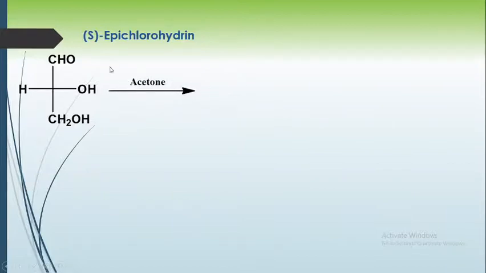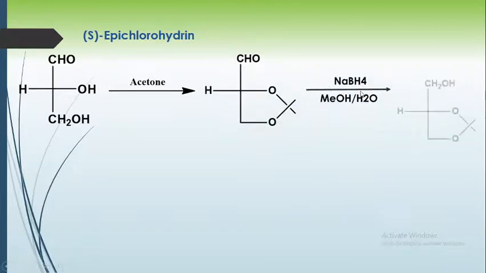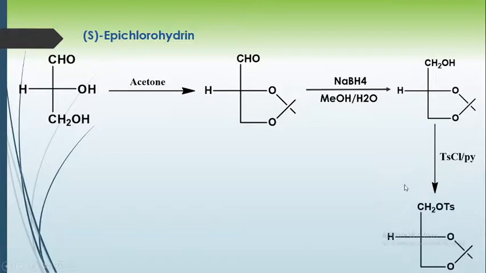We can also synthesize the S-epichlorohydrin by using the precursor glyceraldehyde. Again, the glyceraldehyde molecule is reacted with acetone. There is a protection of this diol. When it is reacted with NaBH4, we get this alcohol. After treating with tosyl chloride, there is a formation of this OTs molecule.